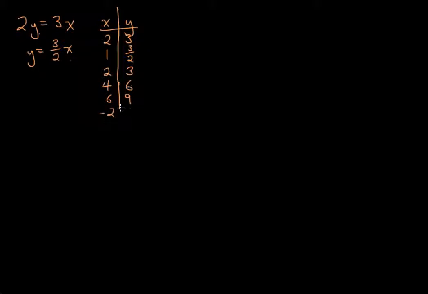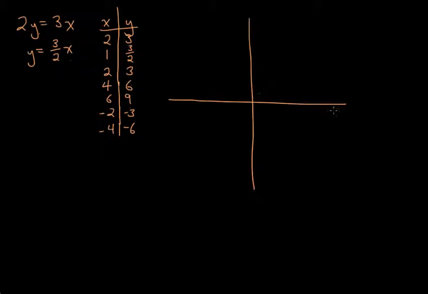You don't have to plot this many points, but for this example I'm going to plot a couple more, because you never know, maybe it's different in the negatives. Turns out it's not. It's negative 2 and negative 3, negative 4, negative 6, etc. Let's plot this on our Cartesian plane. Here's our positive x-axis, and here's our positive y-axis. Here's the origin, 0, 0.